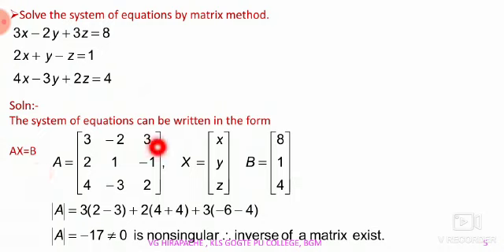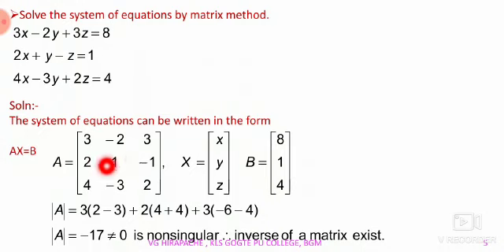the first row consists of the coefficients of x, y, z of the first, second and third equations respectively. 3, minus 2, 3, that is in the first row. Second row elements of the matrix A are 2, 1, minus 1. And the third row elements are 4, minus 3, 2. X is equal to the variable matrix x, y, z, as we have seen in the previous theory part. And B is called a constant matrix containing the parameters 8, 1 and 4.